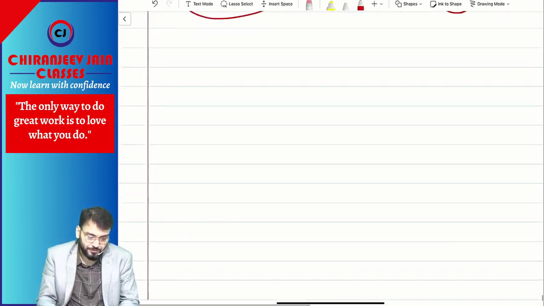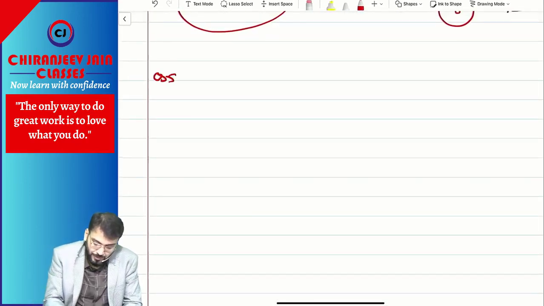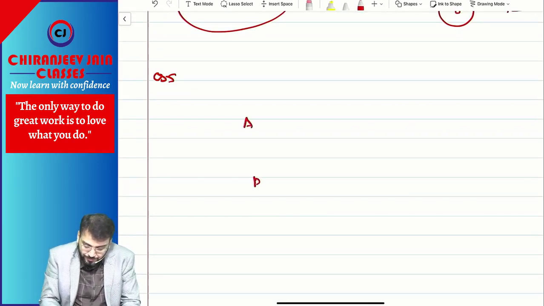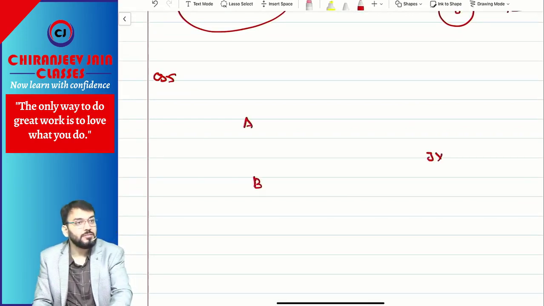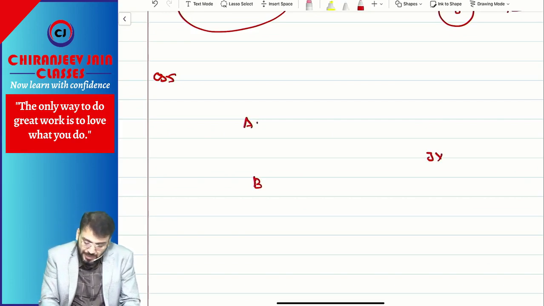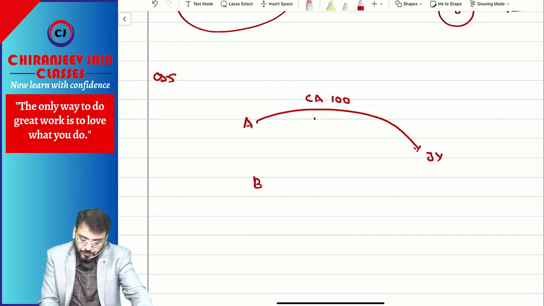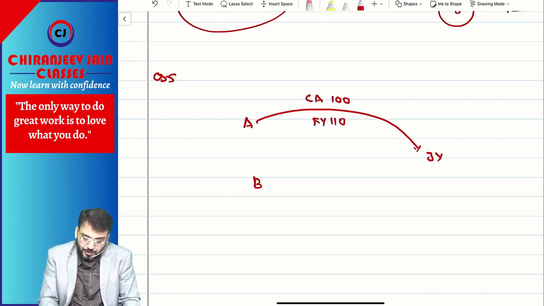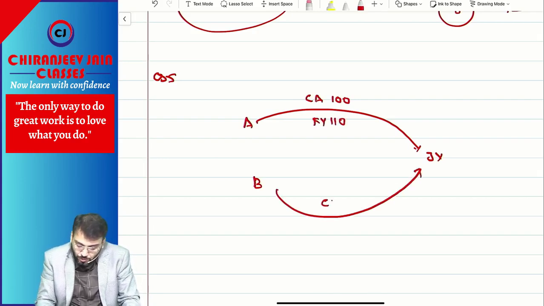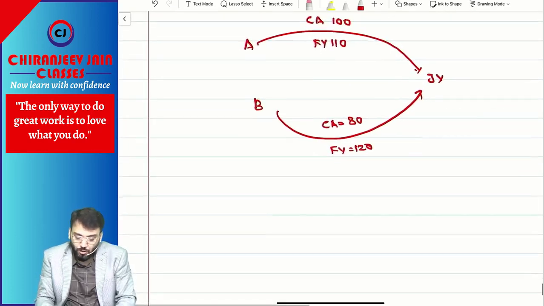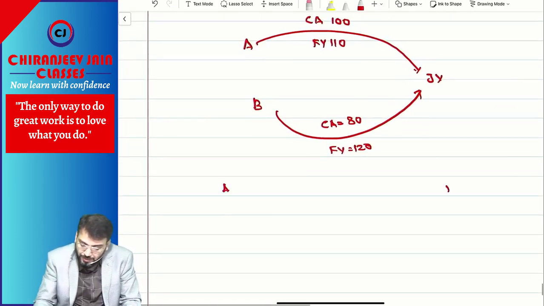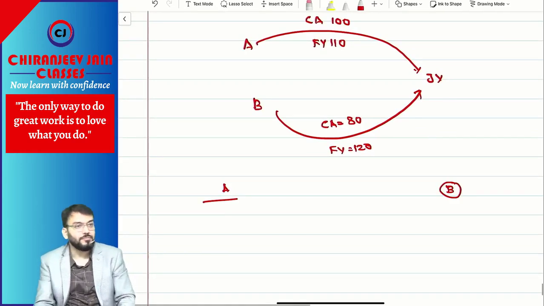This is question number 5. So A, B, and this joint venture. A has contributed one asset whose carrying amount is how much, and fair value is 110. B has contributed one asset whose carrying amount is how much, and fair value is 120. So how much gain or loss is to be recognized in the books of A and in the books of B? That we need to find out.